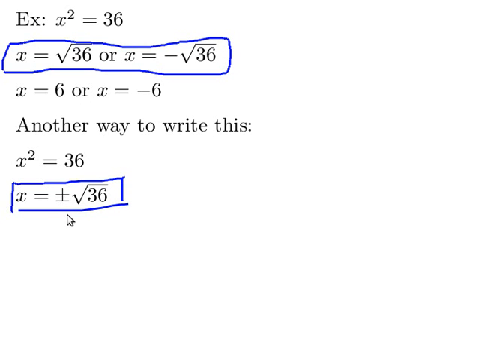Mathematicians often write it this way because it's faster. However, there are times when that might be problematic if you don't understand exactly what this means. All this means is that you have two different equations.